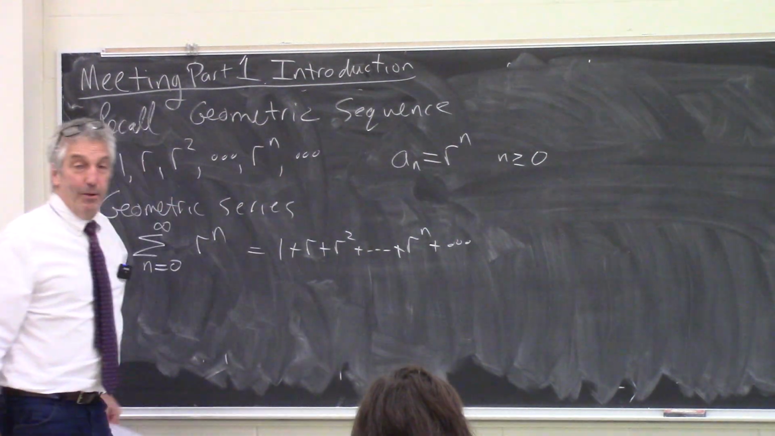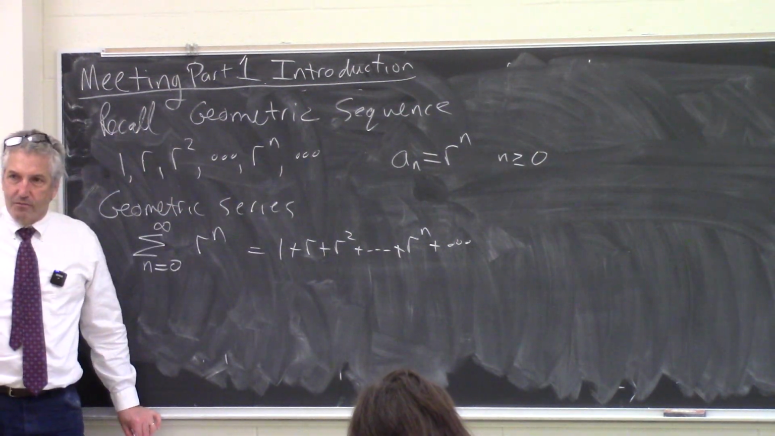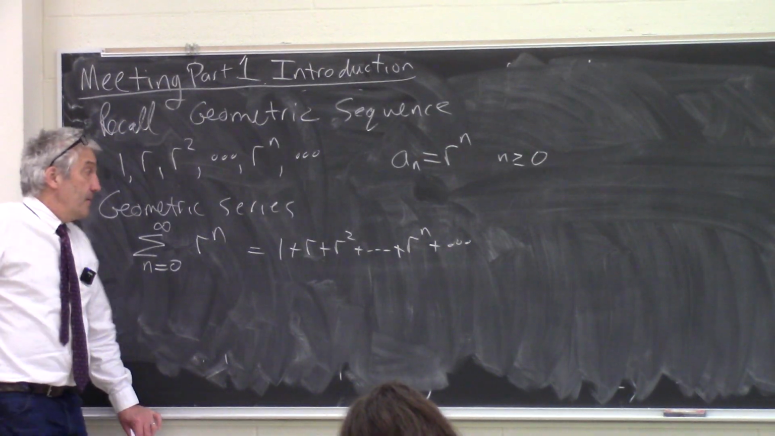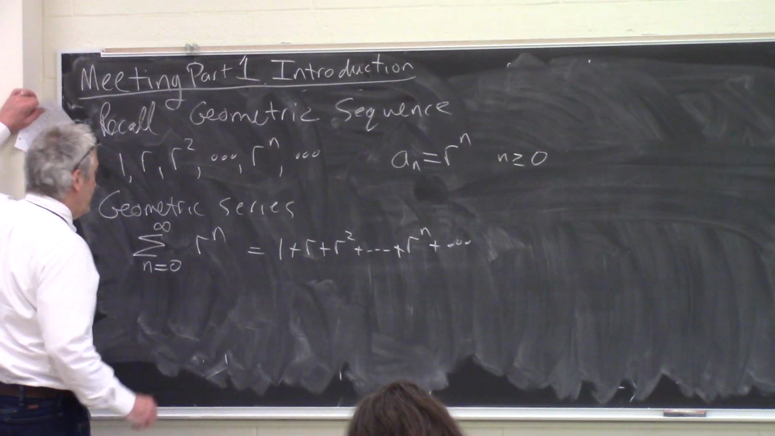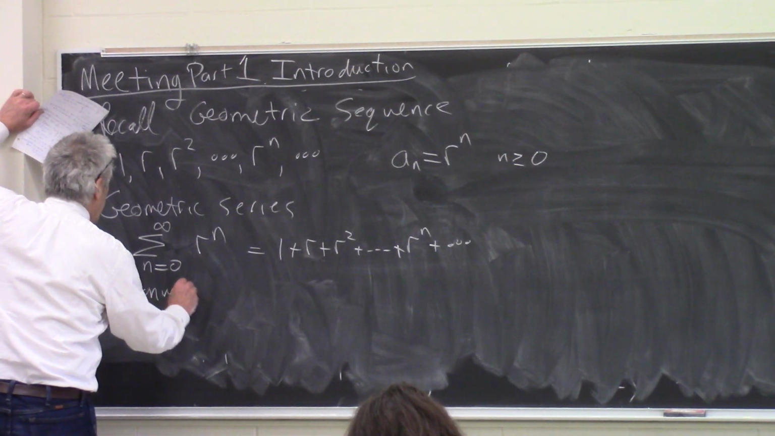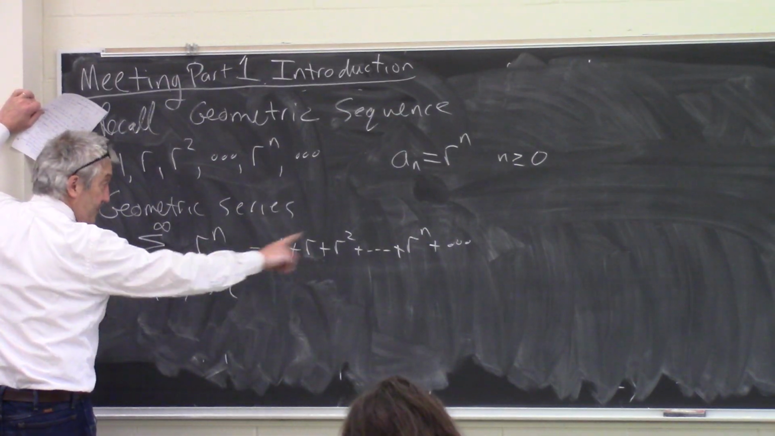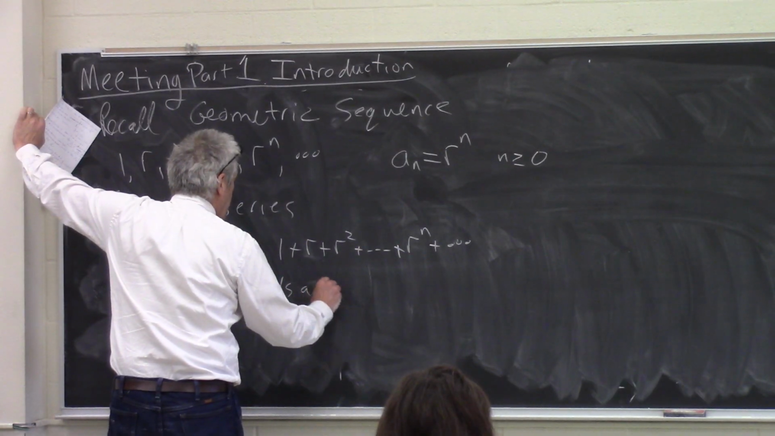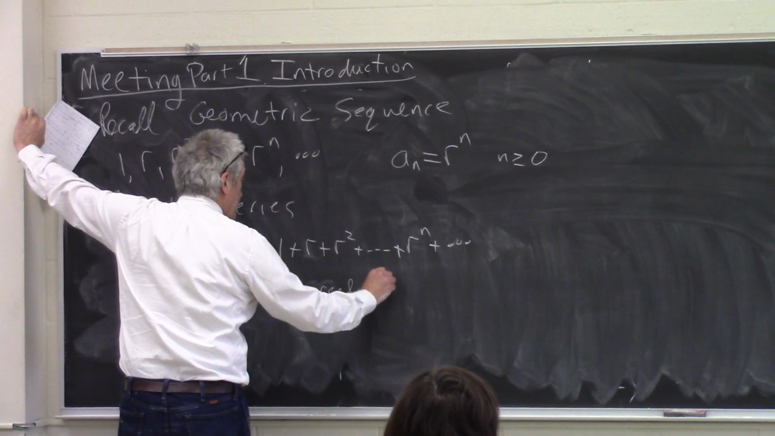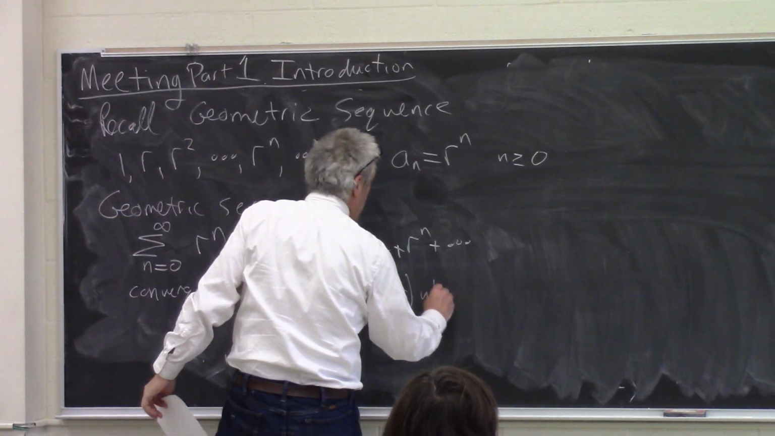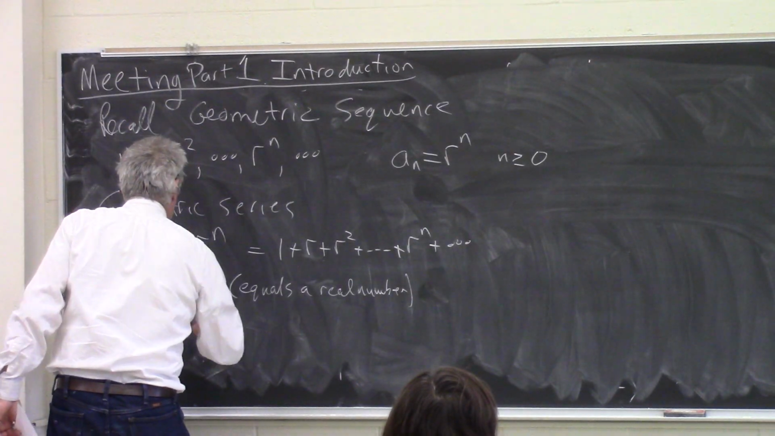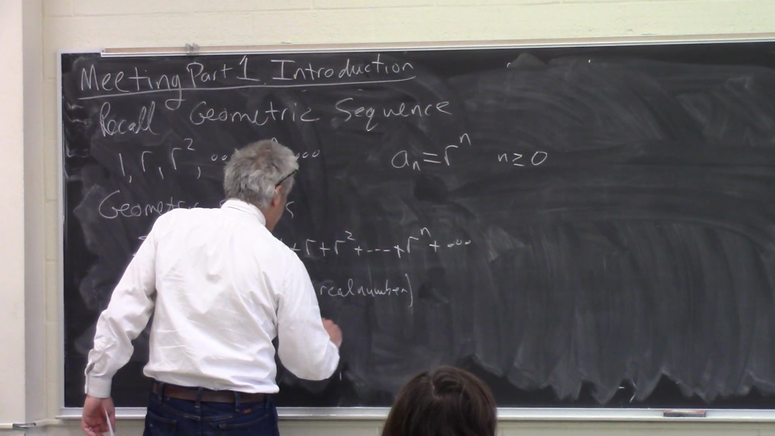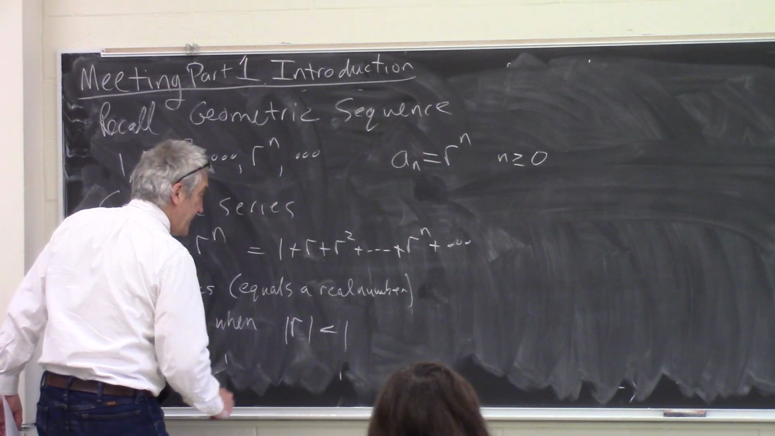And remember that that's a limit. We don't actually add up an infinite number of things. We add up a finite number of things, and then we add up some more, and then we add up more, and we see the pattern. And this converges. That is, this equals a real number only when the absolute value of r is less than 1. So that means that r has to be between -1 and 1.